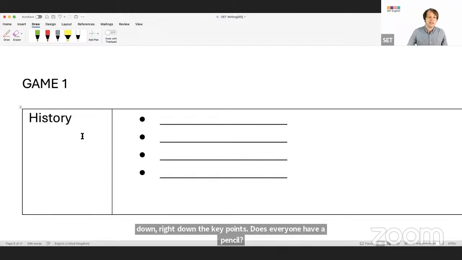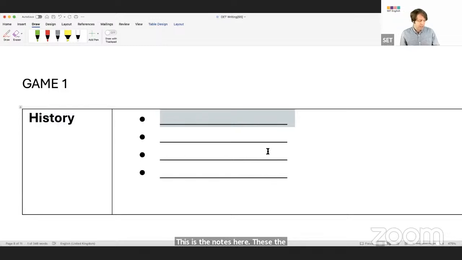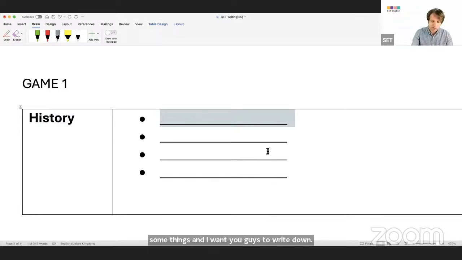Okay, so let's imagine this is an exam. This is the medical history. This is the notes here. These are the gaps. I'm going to say some things and I want you guys to write down. Okay, here we go. I prepared this already, so let me just get this ready.